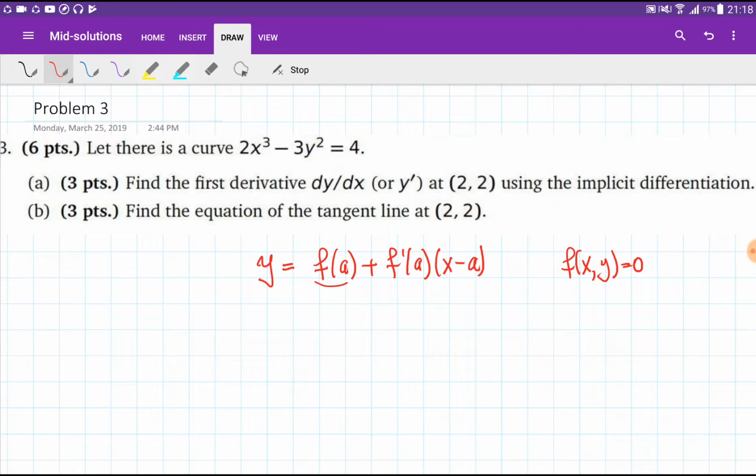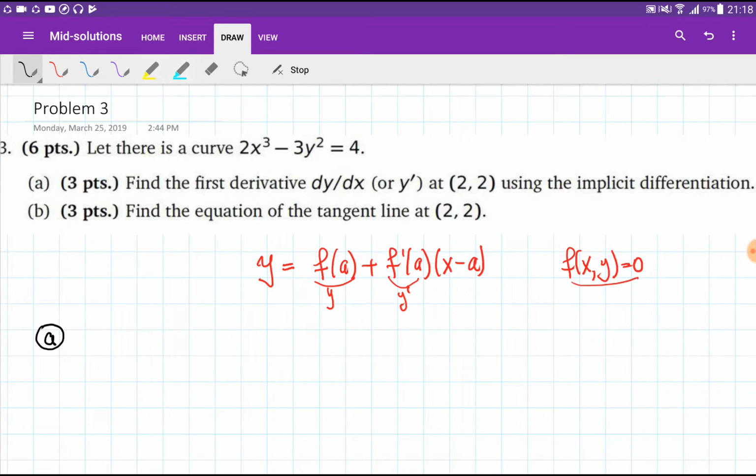So here f of a and f prime of a basically are equal to the y coordinate of the point at this point a, and f prime of a is the y prime at this point a. So basically we need to figure out the y prime from the implicit form of the equation, then figure out the y prime exactly at this point a. So first, in the first part, let us figure out the implicit derivative of this curve. Implicit derivative means that we will take the derivative of all the terms with respect to x.